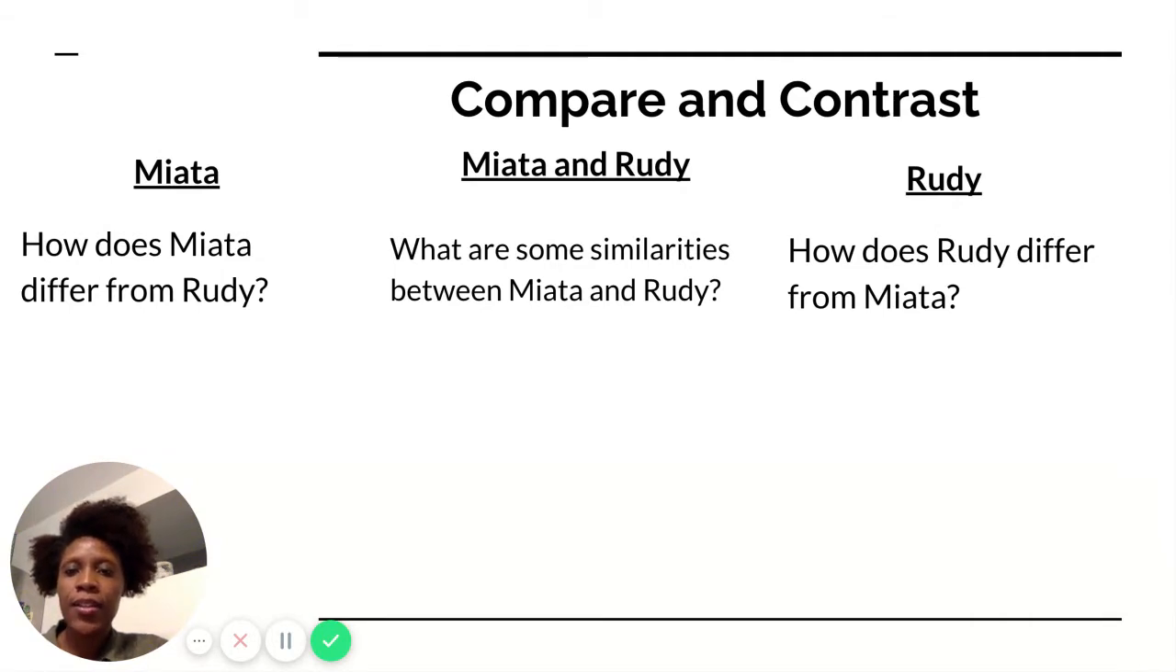So in your notebook, go ahead and draw 3 columns, and in each column at the top, just how I have it here, write Miyata. In the middle, Miyata and Rudy. And then the last column, Rudy. So you can just draw 3 columns, the line across, and put each of these as the title of the column. I'll give you some time to do that. You don't have to write the question.